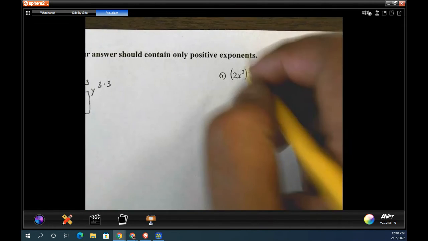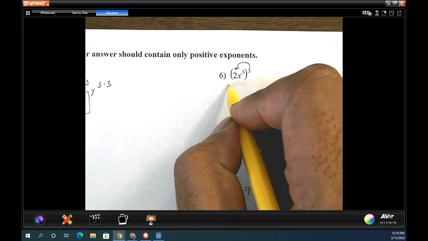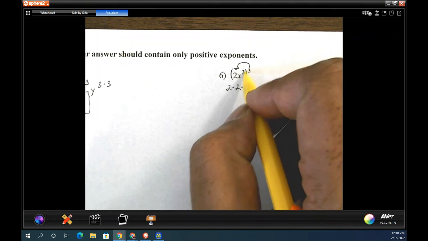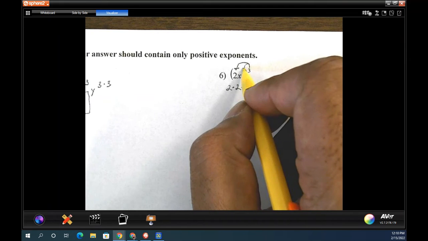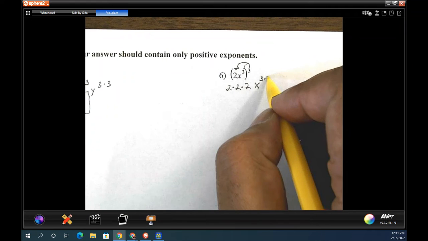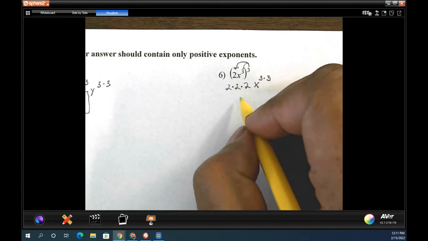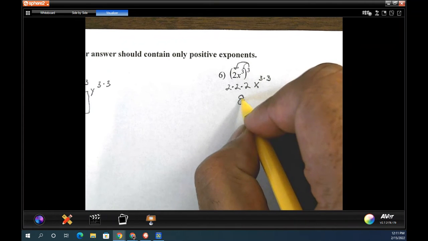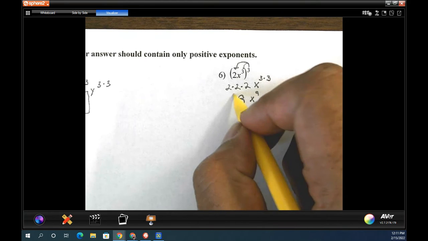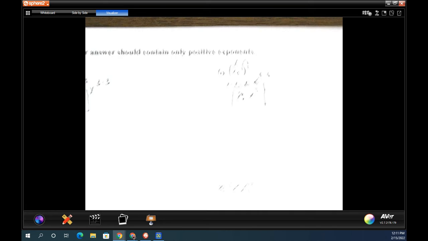All right, still raised to the 3rd power. So that means you're going to multiply 2 3 times. 2 times 2 times 2. All right, got a variable with the power, and you multiply. That's x to the 3 times 3. We already know 2 times 2 times 2 is 8. What's 3 times 3? 9. So that's x to the 9th. There's your answer.